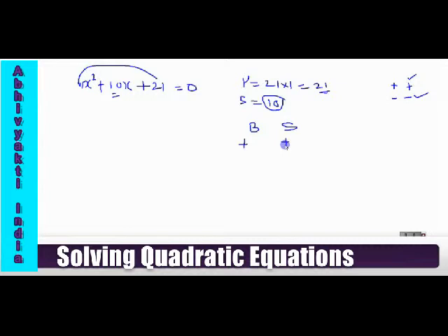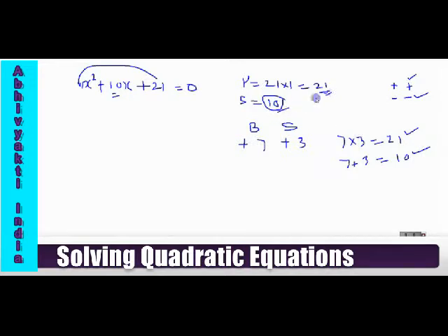Now search for the two numbers whose product is 21. Of course, 7 3s are 21. 7 is the bigger number, 3 is the smaller number. Both numbers have a positive sign. So the product of 7 and 3 is 21, and the sum of 7 and 3 is equal to 10. So both the conditions are satisfied. The product is 21 and the sum is 10 that we require here.